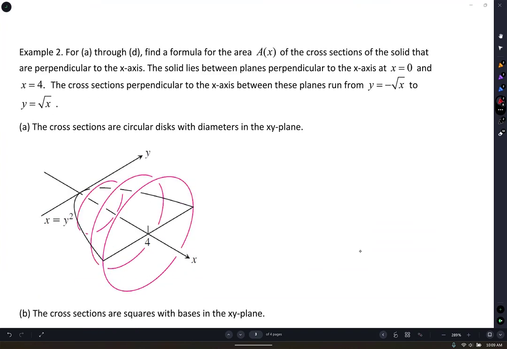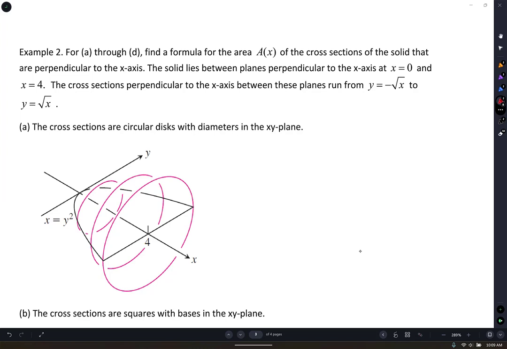All right. Check it out, guys. If you're wondering where we are ever going to use this, for those of you that went to NASA on Saturday, let's look at number two. It says for A through D, find a formula for the area A of x of the cross-section of the solid perpendicular to the x-axis. The solid lies between planes perpendicular to the x-axis at x equals 0 and x equals 4. The cross-sections run from y equals negative square root of x to y equals square root of x. The cross-sections are circular discs with diameters in the xy plane.